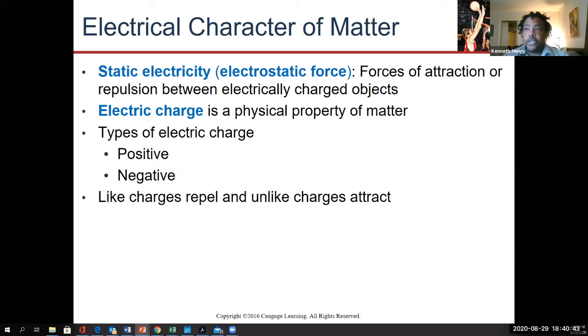Okay, so because you have these charges and we can generate them by rubbing our feet and things like that, because electrons can be transferred, we can get positive and negative charges on things. And we know that 2 charges are going to be exactly the same. What's going to happen if we have 2 positive charges?